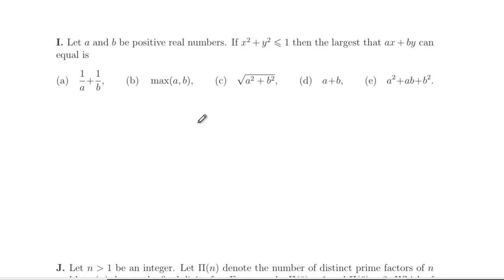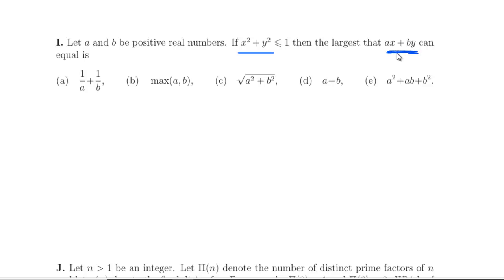Right, let a and b be positive real numbers. If x squared plus y squared is less than or equal to 1, then the largest that ax plus by can equal is which one of these things to do with a and b? So a and b are positive, so we're going to want x and y to be positive, otherwise we're just going against ourselves. So we're looking at a quarter disk really in this bit.